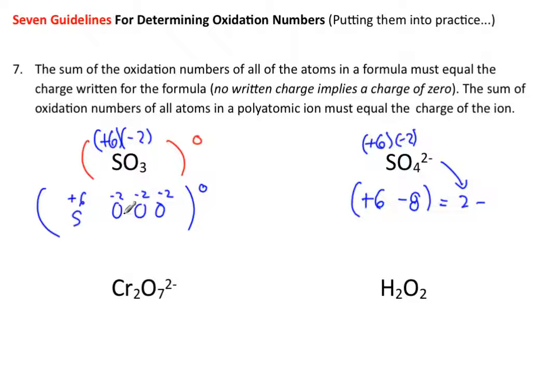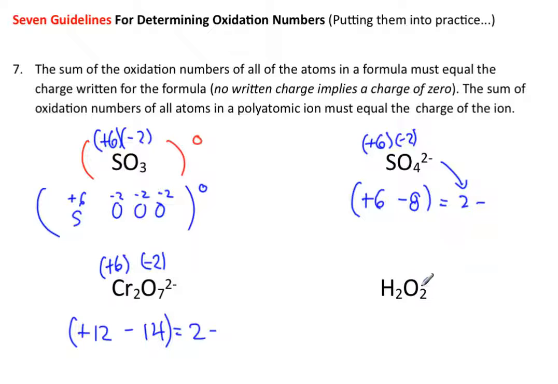The dichromate ion, so again oxygen -2, and there's 7 of them, so that's 14-. There's 2 chromiums, and it has to add up overall to 2-. So each chromium atom has an oxidation state of +6. So again, +12 minus 14 equals the charge, 2-.